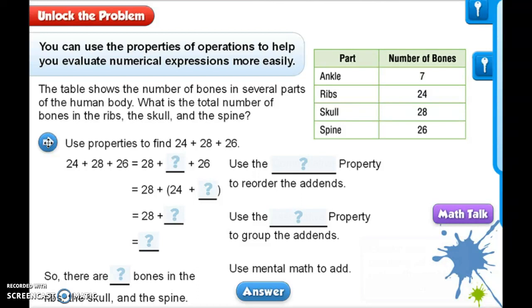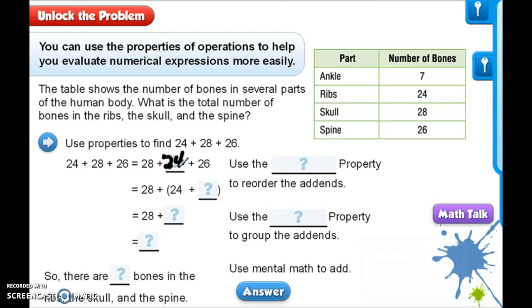What property can we use? What did they do? They have 24, 28, 26, then 28, blank, 26. What's missing? 24. I guess I have to write it in. Okay, so what property did they use? Did the numbers switch? Yes. So this one is the commutative property. I'm not going to write that in because when I push answer, they're all going to pop in.